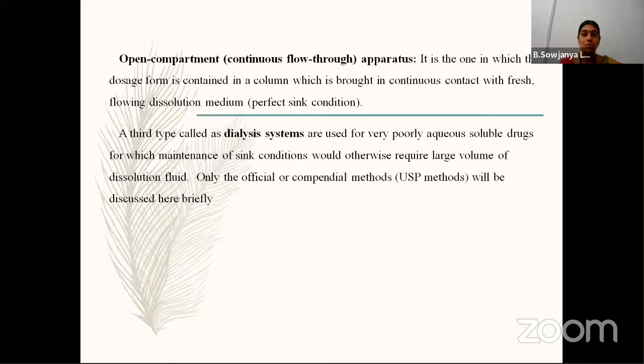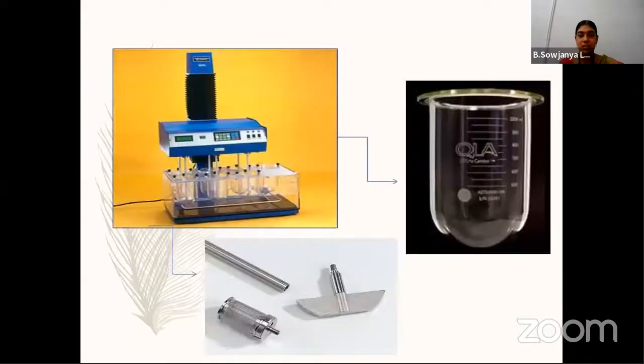Continuous flow through cell apparatus is used. It maintains the perfect sink condition. And the third one is the dialysis system, which maintains sink conditions, otherwise a large volume is needed. Only the official or compendial methods are completely based on the USP method. Okay, so it is briefly discussed here.